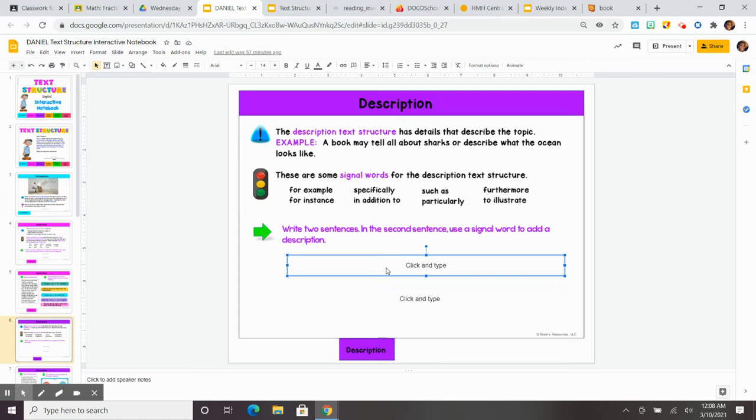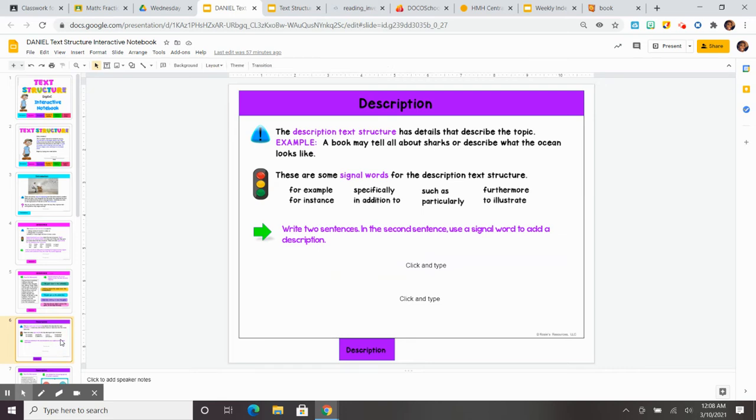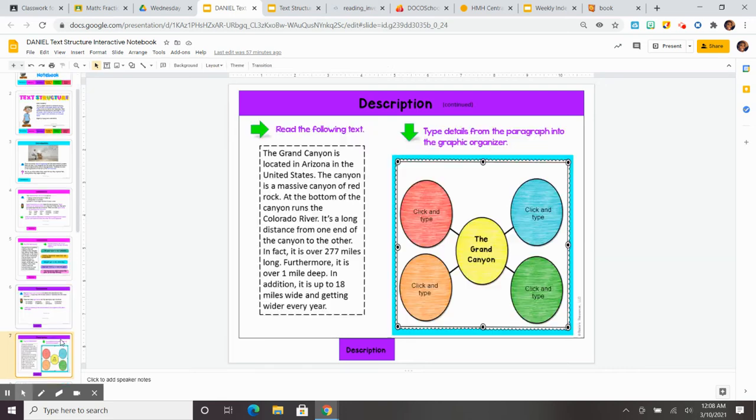Okay. And so as the video is playing, it would be helpful if you go ahead and write down your sentences so that when you go into your Google slide, you will have your sentences on your paper. Okay. And all you have to do is look at your paper and type, and it'll make it go quicker. Okay. All right. So this is description.